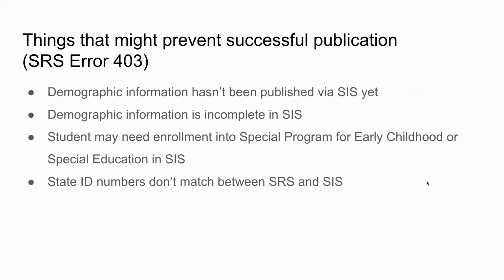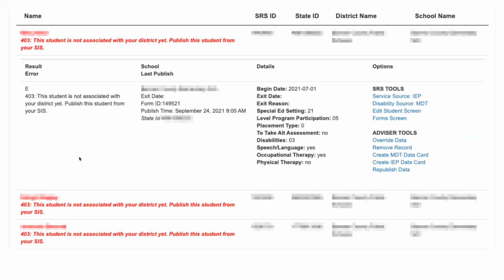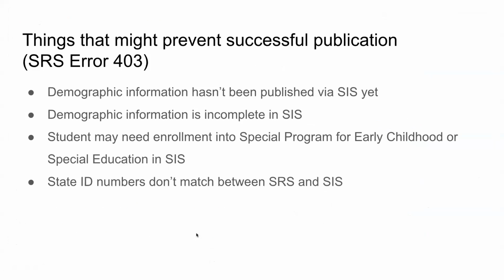Occasionally, things won't be able to publish to Advisor because of data interactions with your student information system. So things to look out for when you see a 403 error like here is you'll want to check your student information system first. So I'm going to go back to the previous slide. So whenever you see that 403 error within SRS, you'll want to check the demographic information of your student first to make sure that it is there and completed.